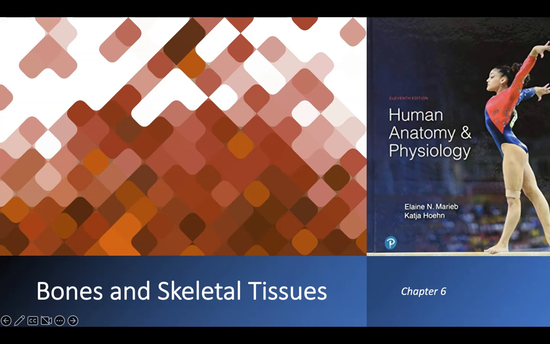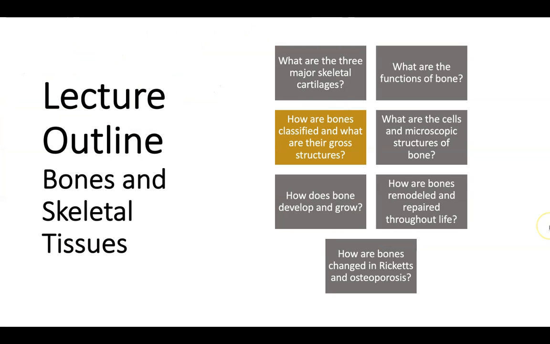In this video, I'll present information from Chapter 6 of Human Anatomy and Physiology, 11th edition. This chapter covers bones and skeletal tissues. In particular, I'll be talking about classification of bones, or different classification systems, as well as the gross structures of bones.